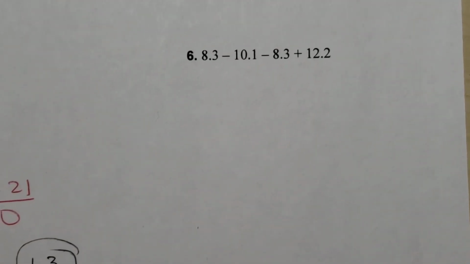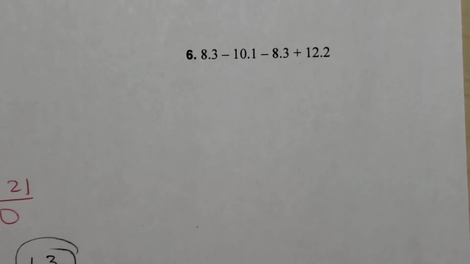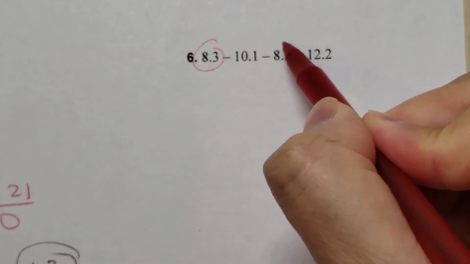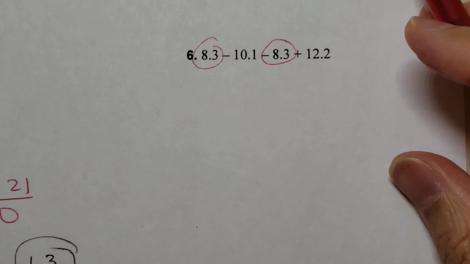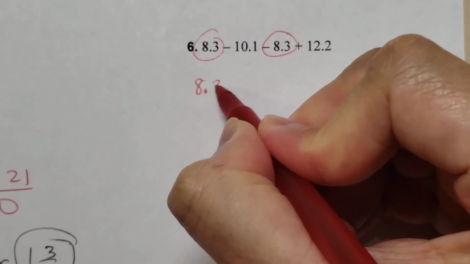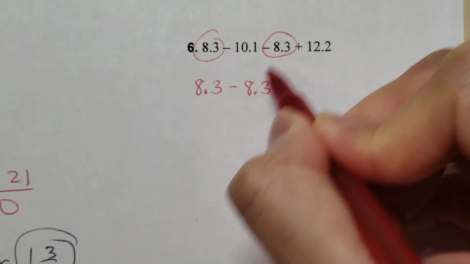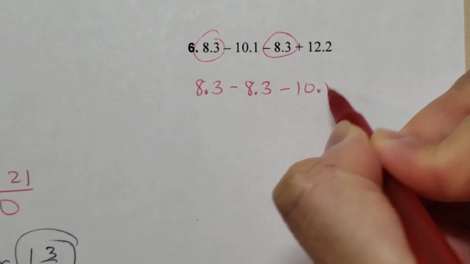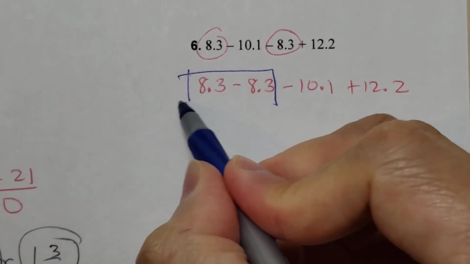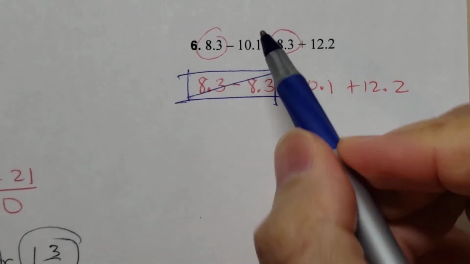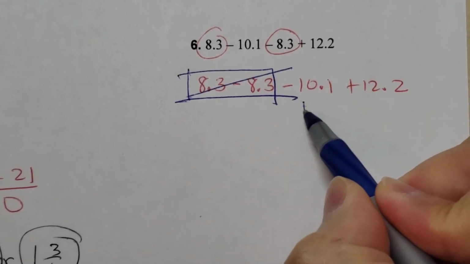Now, let's try number 6. It says 8.3 minus 10.1 minus 8.3 plus 12.2. Right away, you already know these two are opposites. You can just cross that out. It means that's a 0. But for the sake of being more organized, let's rewrite this using the commutative property of addition. So 8.3 minus 8.3 minus 10.1 plus 12.2. Right off the bat, we know they're opposites, so that's equal to 0, because that's a positive 8.3 minus 8.3, 0. What's left would be these two.